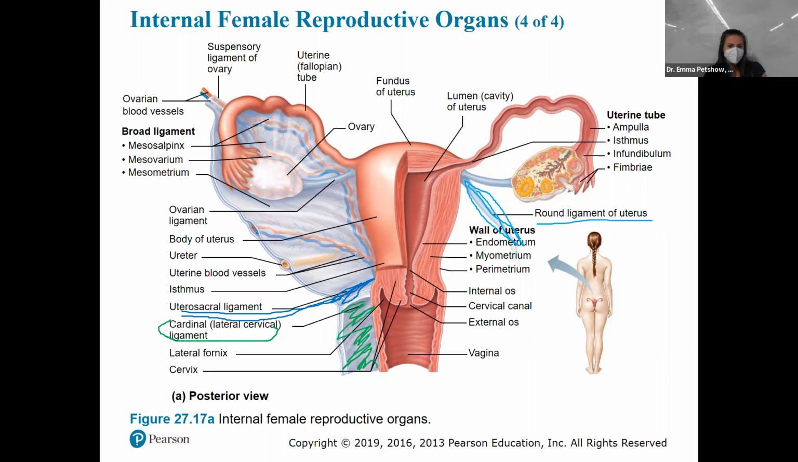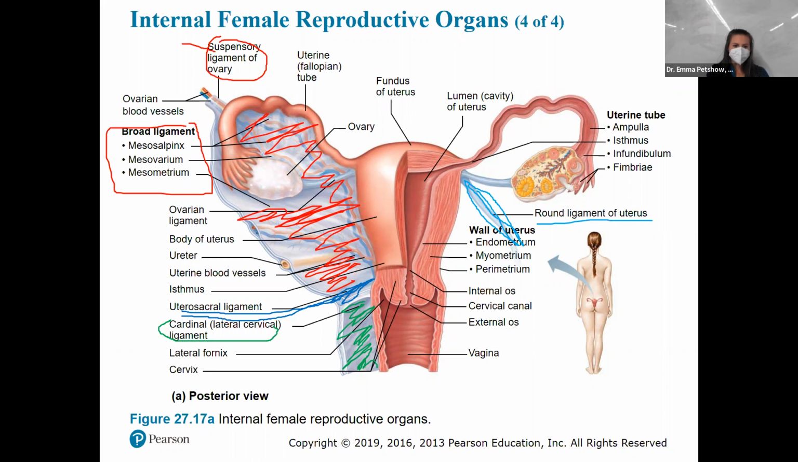Our broad ligament is up here, containing the mesosalpinx, the mesovarium, and the mesometrium. As you can see, we also have several other structures that run through the broad ligament. Our suspensory ligament, which is not actually part of the broad ligament. Don't listen to me there. That's its own thing. Suspensory ligament, its own little structure. I'll give it its own color. There, suspensory ligament, its own color. But other structures that run through the broad ligament are ovarian ligaments here.